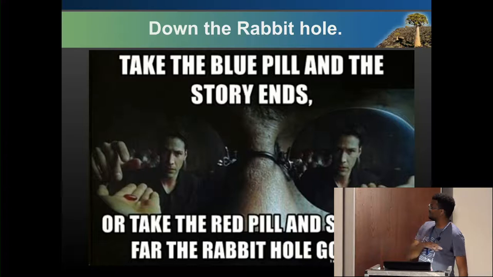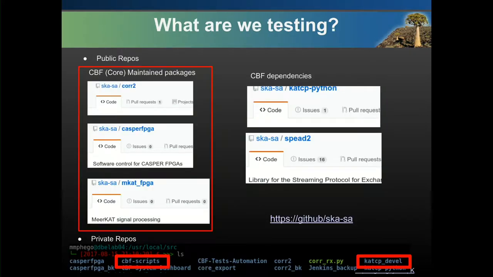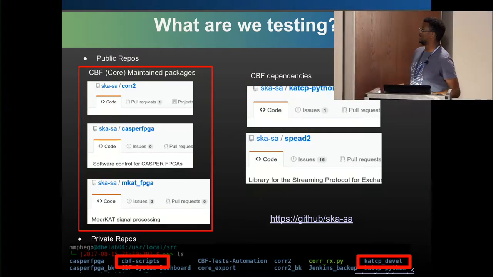Enough about that. We need to dive down to how we actually do the testing for these things. What do we test? We've got three major packages that we test. Everything is open source, on GitHub. We've got the core and Casper FPGA. Casper FPGA, basically, we use it to communicate to the FPGA boards. And MeerKAT FPGA is our bitstream repository, where our DSP engineers do their MATLAB work, and then they put the FPGAs there for my team to test.